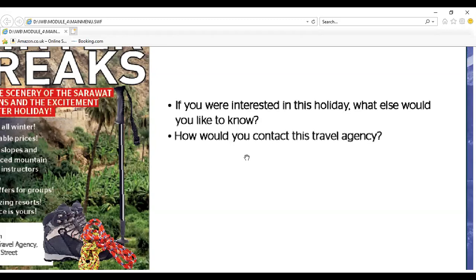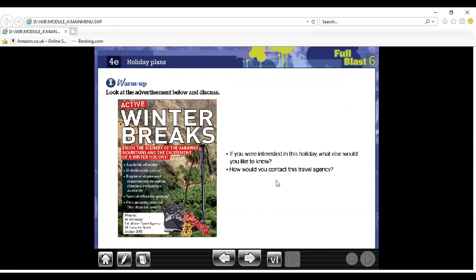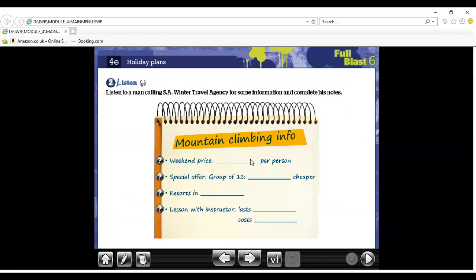Right. How would you contact this travel agency? How could you contact them? They may have an email and you write them an email. Right. Emailing these persons, like what we have in the second activity.